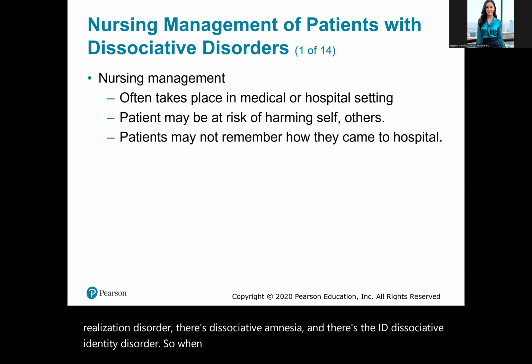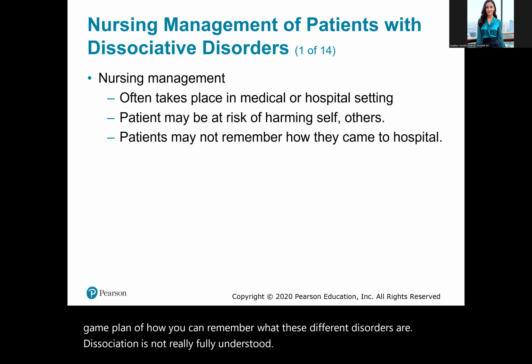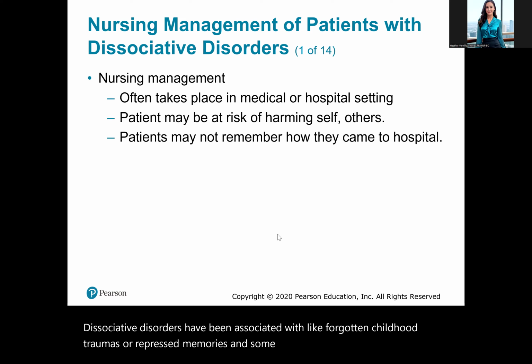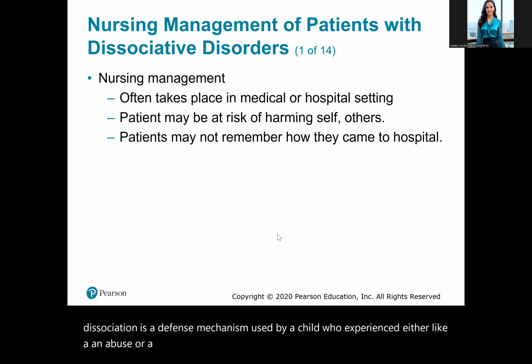So when you look in your book, try to come up with a game plan of how you can remember what these different disorders are. Dissociation is not really fully understood. Dissociative disorders have been associated with forgotten childhood traumas or repressed memories. Some experts believe that dissociation is a defense mechanism used by a child who experienced abuse or trauma. Dissociative disorders are very rare.